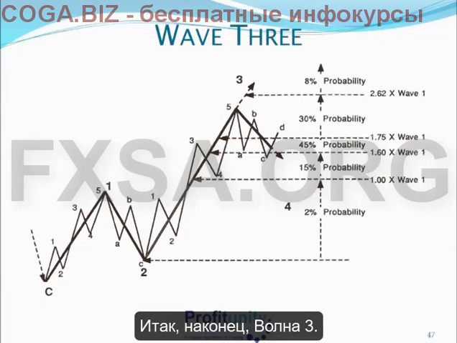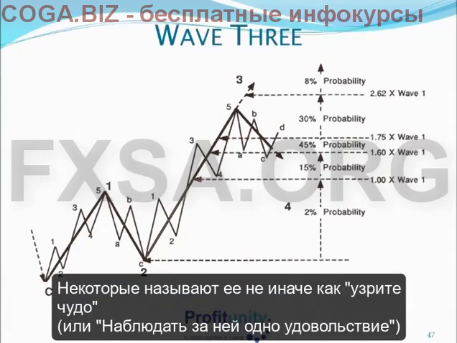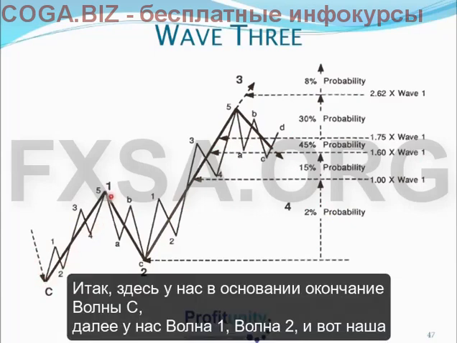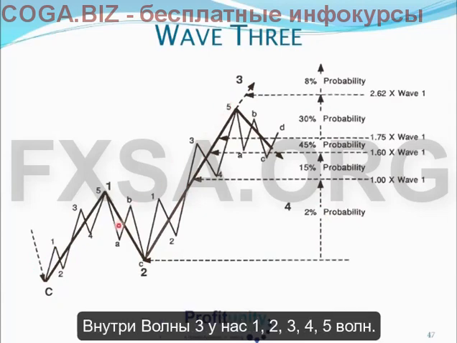Now finally, wave 3, what some people have called the wonder to behold. This is the wave, if you could load the wagon and know where wave 3 was, if we could just catch wave 3s to trade, that's the only wave we would need to trade. So if we're talking about here, bottom of C, we have a wave 1, wave 2. Here's our wave 3. Within wave 3, we have 1, 2, 3, 4, 5 waves.